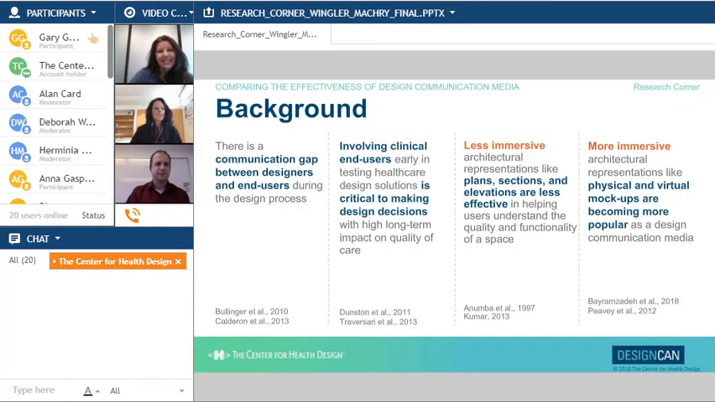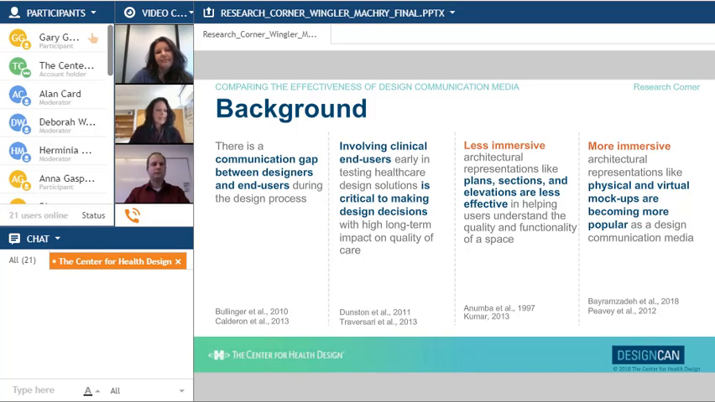So just to get started and to give you a little bit of context for where this study came from, we have been working together with a larger research team on a project, over 4 years, looking at designing safer OR environments. And as we were working with our clinical end users and trying to convey design information, that is really where this study came from.